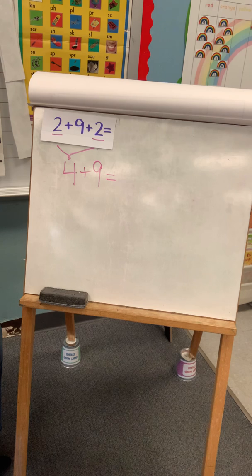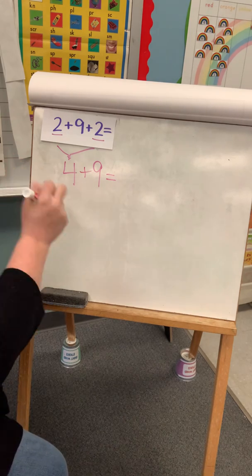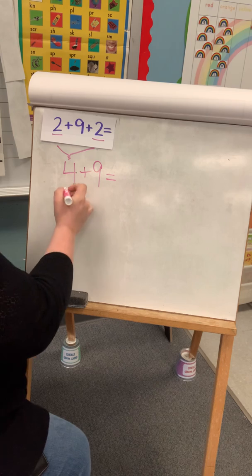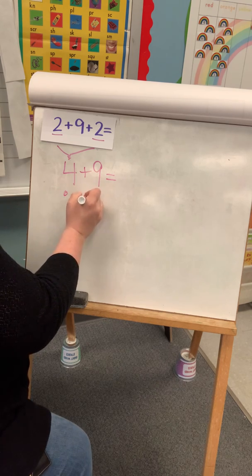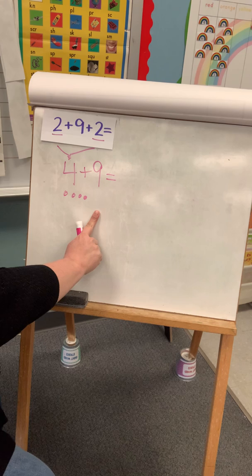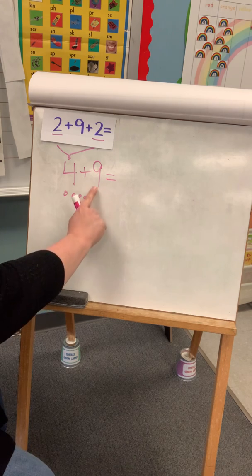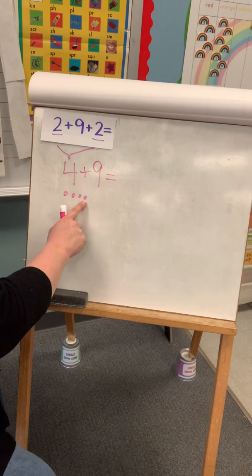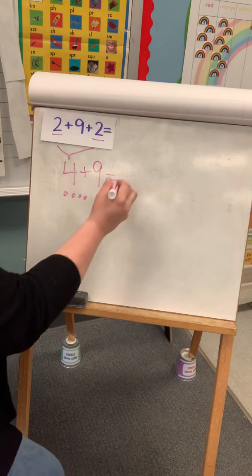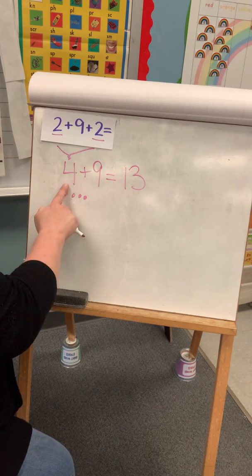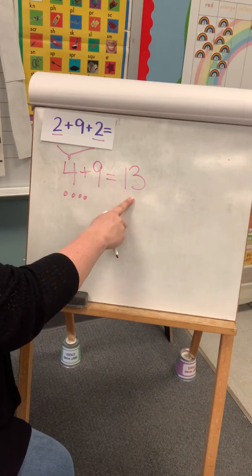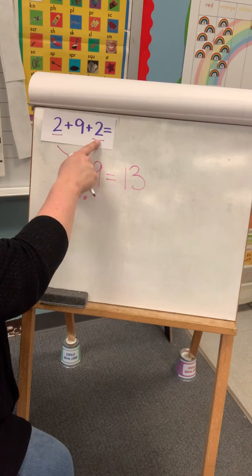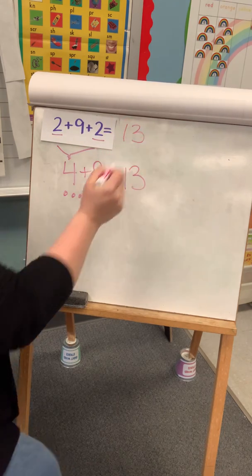And for me, I like to put the bigger number in my head and count on the smaller number. So what I'm going to do is put the 9 in my head because it's bigger. And then 1, 2, 3, 4. I'm going to count on using the 4. So 9, counting on, would be 9, 10, 11, 12, 13. So 4 plus 9 equals 13. That means that 2 plus 9 plus 2 equals 13.